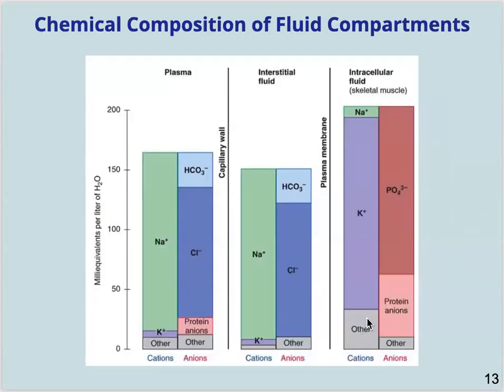Now, taking a look at the intracellular fluid, the ICF, we see that the ion composition is very different from what we see in the extracellular compartments. We see a high concentration of potassium and phosphate. There is also a high concentration of these anionic proteins.